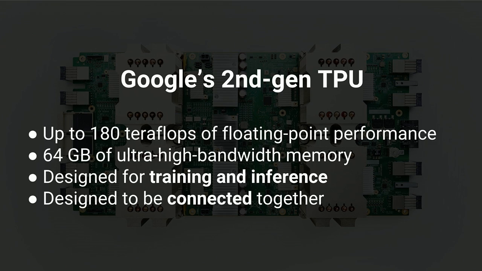This device delivers up to 180 teraflops of floating point performance and contains 64 gigabytes of ultra-high bandwidth memory. The most important thing about this new second-generation TPU is that it's designed to support both training and inference on one platform. And that turns out to be really convenient, because it allows you to develop your model and then run it in exactly the same way. You don't have this barrier of friction of having to quantize the weights or figure out how to deploy it on a separate platform. But for some of Google's largest scale machine learning problems, even 180 teraflops isn't enough.